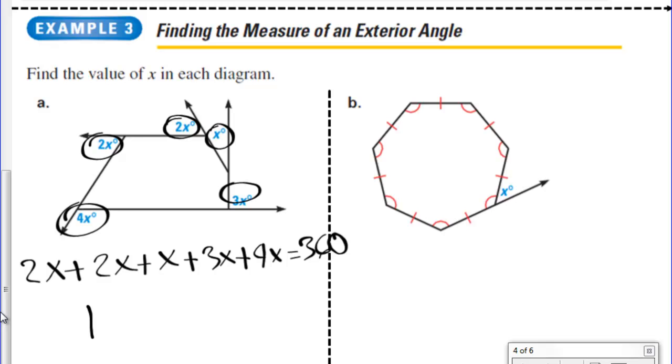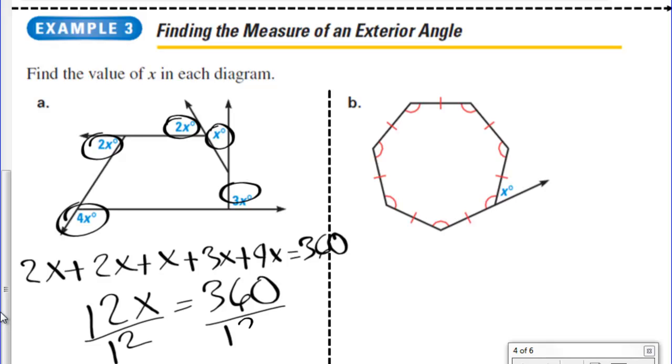12x is equal to 360 degrees. And divide both sides by 12 to get our answer. So divide by 12, so we get x equals what? 30.